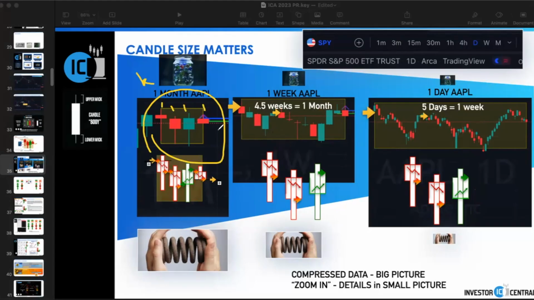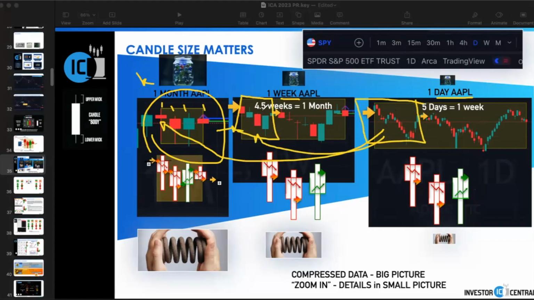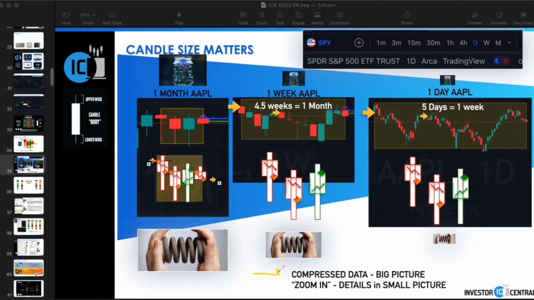Each one of these candles comprises a full month of time. Then when you break it down into something like the week or the day, which are smaller candlesticks, they still have the same amount of data, but they're more compressed, okay? If you think about it, 5 of these candles equals 1 of these weekly ones. 4 to 4.5 of these weeks is going to equal 1 of these month candles. And so it's a way of compressing the data.